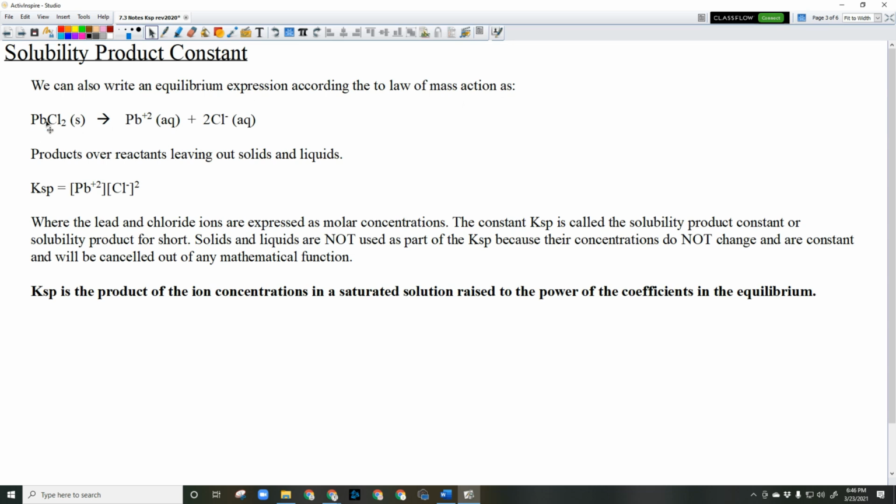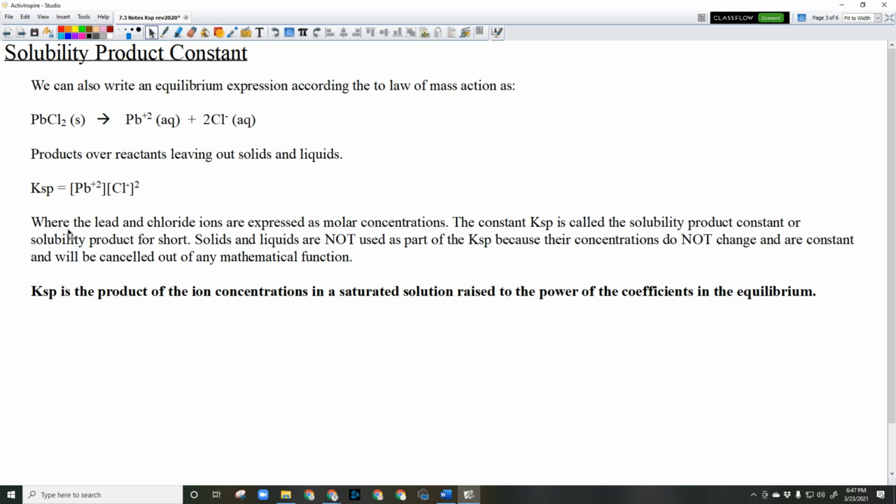Okay? And so we take here lead chloride, and it's going to be dissociating into lead ions and chloride ions. So what we do is we write the products of this reaction over the reactants. So products over reactants, and we leave out the solids and the liquids because the concentrations of liquids don't change and the concentration of solids don't change. And if we just left them in, then eventually in the math of this derivation from the calculus, they're going to cancel out anyway. So when we write the Ksp expression, we don't leave those in.